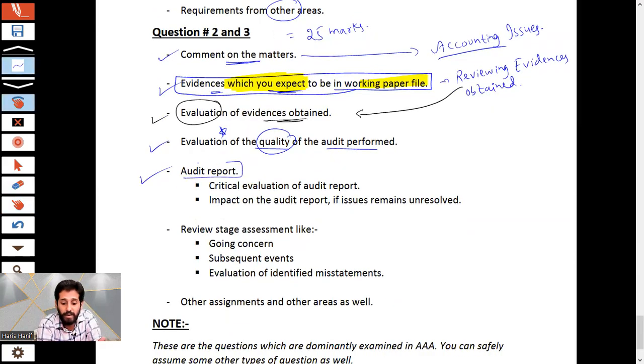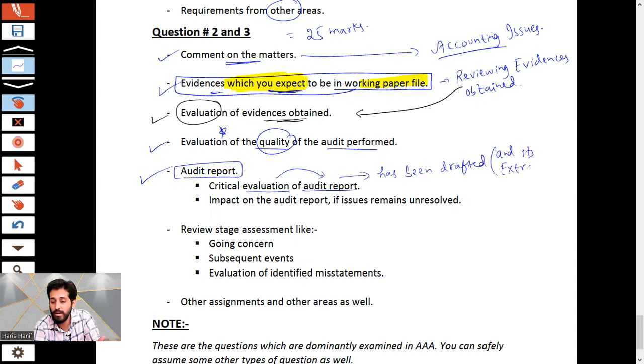In the audit report, you may receive two kinds of requirement. One is critical evaluation of the audit report: the audit report has been drafted and its extracts are given, and you have to evaluate the quality of the audit report. Is it according to the standards? The other is the impact on the audit report if the issues remain unresolved.